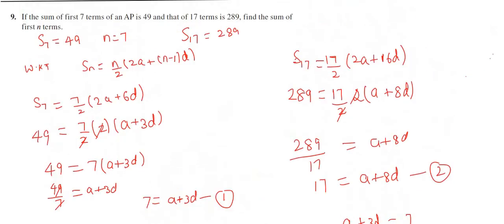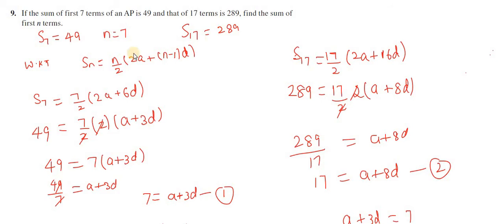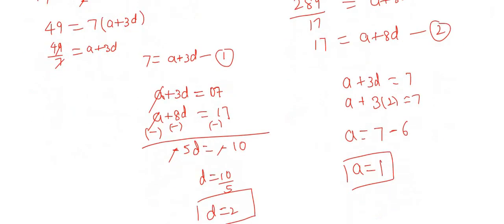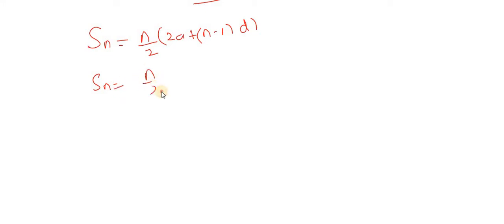We need to find the sum of the first n terms. So we know what a is, what d is, so you can substitute here. Sn is equal to n by 2 into 2a plus n minus 1 into d. Now substitute here. Sn is equal to n by 2 into a.